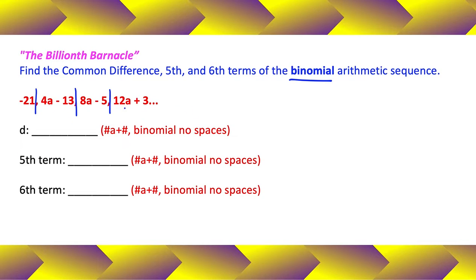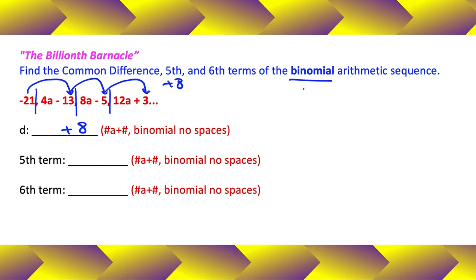So let's try to figure out the numbers first. We have a negative 21, and then it jumps to a negative 13, and then it jumps to a negative 5, and then it jumps to a positive 3. So mathematically, I think we're just adding 8. Yeah, that's what's happening mathematically, just with the numbers. So down here, my binomial, number times a plus number, I'm going to say plus 8. There's my common difference for the number part.